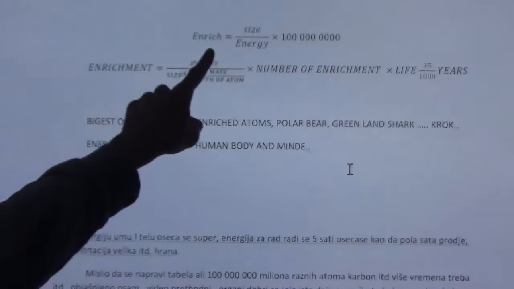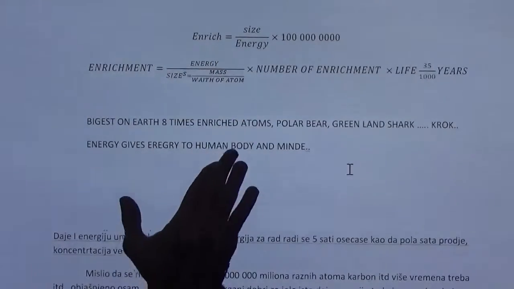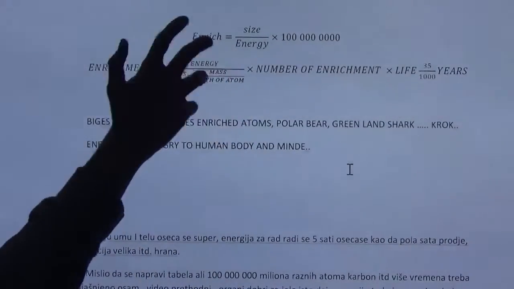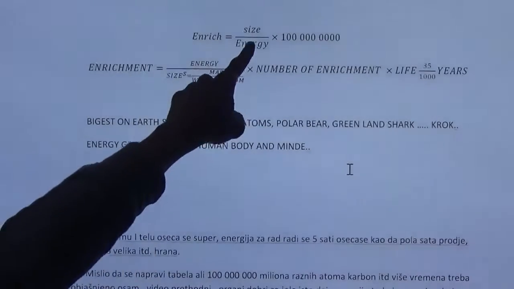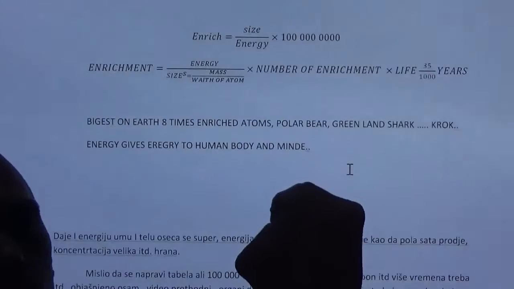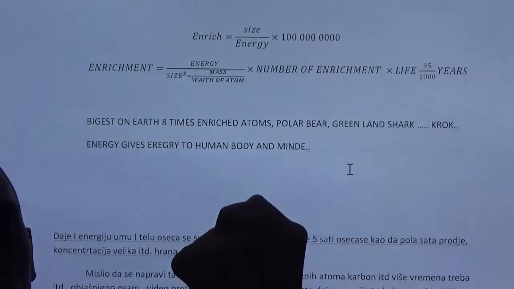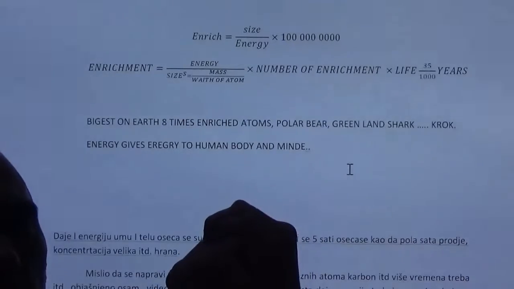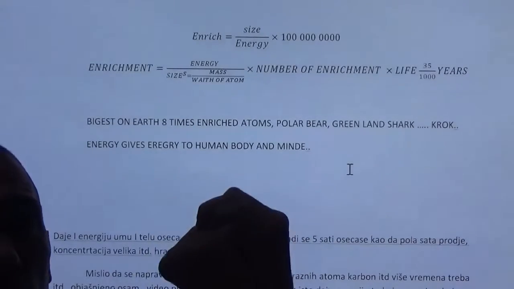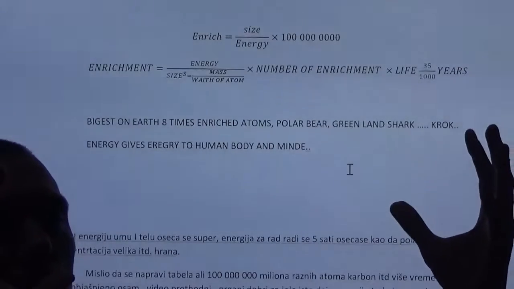So the enrichment of food that comes into the human body, that's the enrichment of atoms and food, equals their size. So let's say an atom is like that, and that's an ordinary carbon atom. So it's like that big. But if we enrich it 5 times, well, then the atoms will be 5 times bigger.